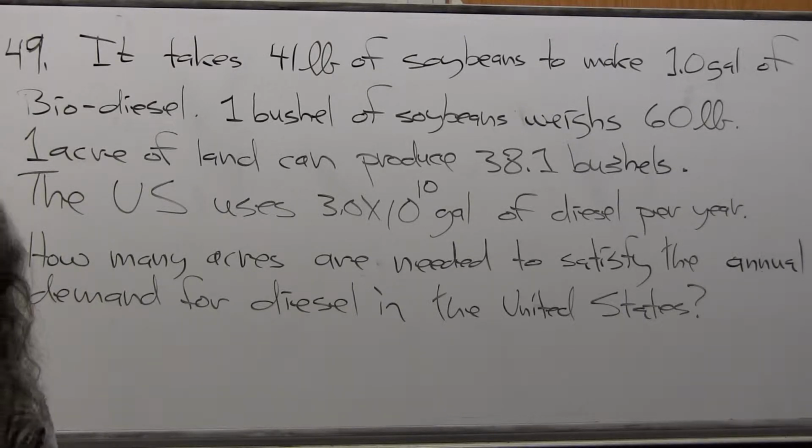Okay, this is the last question. At last, the last of part 2, the practice midterm number 1. The question is, it takes 41 pounds of soybeans to make 1 gallon of biodiesel. 1 bushel of soybeans weighs 60 pounds. 1 acre of land can produce 38.1 bushels. And the U.S. uses 3.0 times 10 to the 10th gallons of diesel per year. So the question is, how many acres are needed to satisfy the annual demand for diesel in the United States?